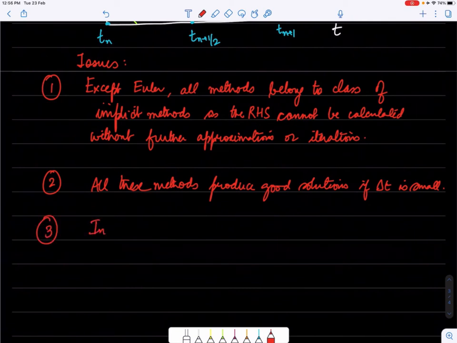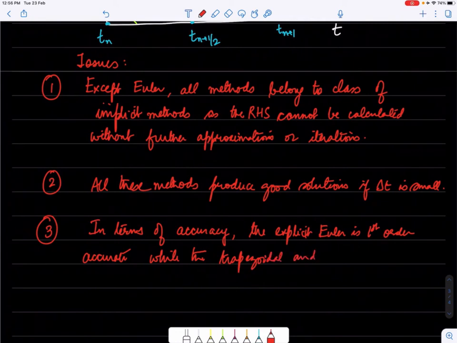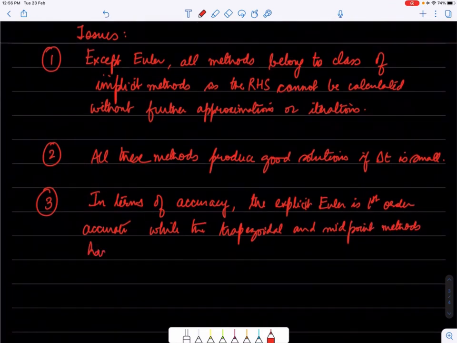The last thing is, in terms of accuracy, the explicit Euler method is actually first order accurate. Euler is first order accurate, which means that the error is order delta t, while the trapezoidal and the midpoint methods have an accuracy of order delta t square.